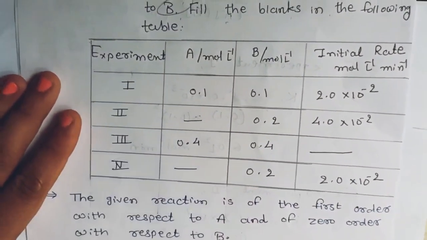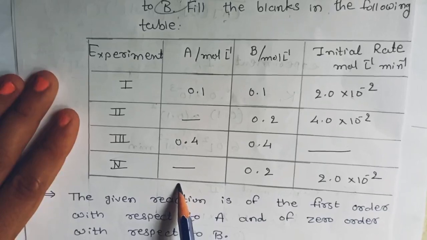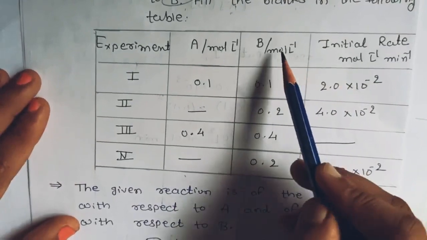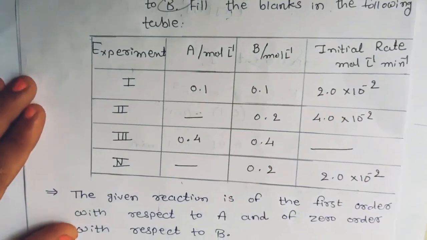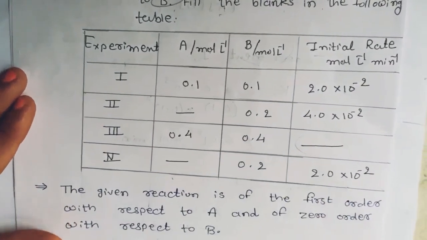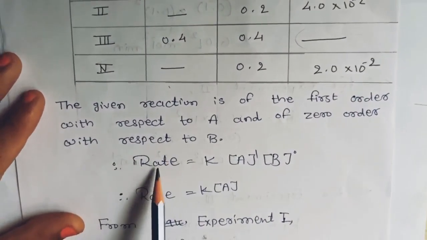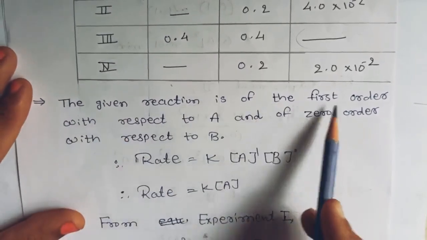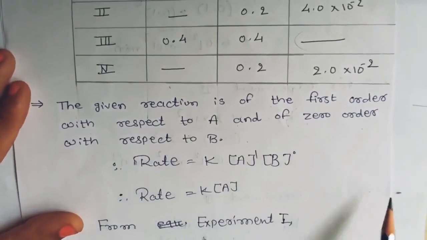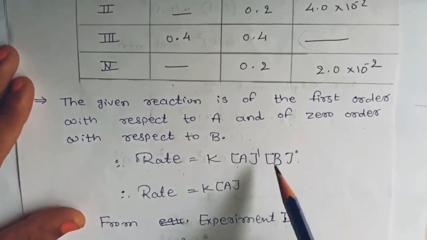There are 4 experimental data taken in which first of all the concentration of A is given and some are missing, which we have to calculate, right? The concentration of B is also given and the initial rate is also given, and there is one missing rate which we have to calculate, right? First of all we can write the rate law, because the given reaction is of first order with respect to A and zero order with respect to B. So the rate law will be rate equal to K, A power 1, B power 0. Here the B power is 0.